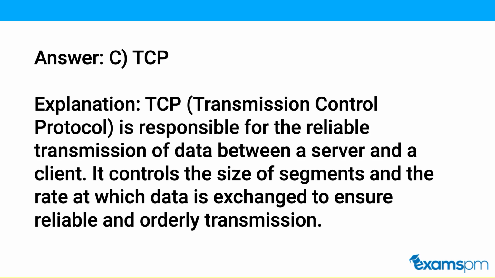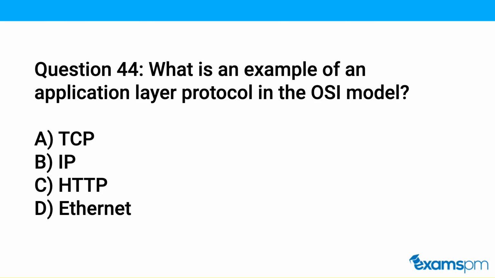Answer: C. TCP. Explanation: TCP, Transmission Control Protocol, is responsible for the reliable transmission of data between a server and a client. It controls the size of segments and the rate at which data is exchanged to ensure reliable and orderly transmission. Question 44. What is an example of an application layer protocol in the OSI model? A. TCP. B. IP. C. HTTP. D. Ethernet.